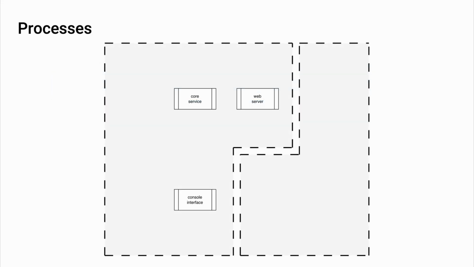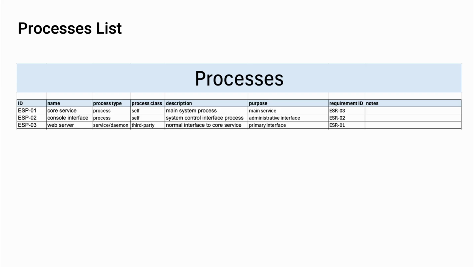Here's our block diagram showing just the element's processes. We have the core service, web server, and console interface. Let's look at these and answer some questions. Unlike the list of logical ports and protocols, here the processes are completely enumerated. Our first question is, is the process used? In this case, yes, all of these processes are required.